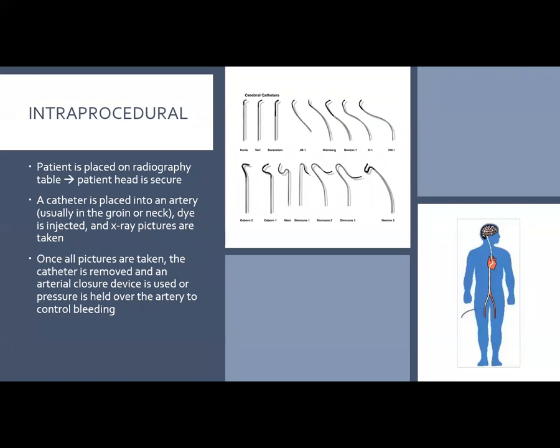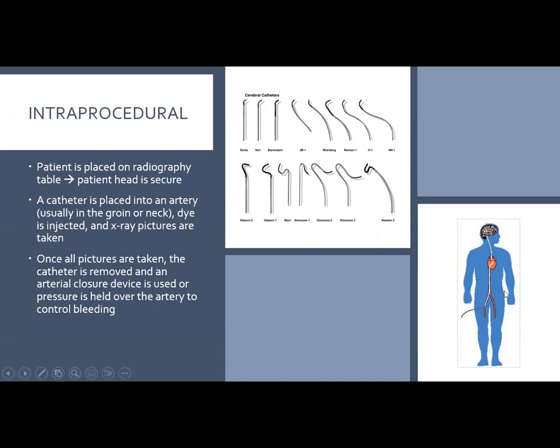The procedure itself is the patient is placed on a radiographic table and the patient's head is secured. So sometimes they'll go ahead and tape that head. A catheter is placed into the artery, and that's usually in the groin or neck. Dye is injected and x-ray pictures are taken. Once all the pictures are taken, the catheter is removed and an arterial closure device is used or pressure is held over the artery to control bleeding.